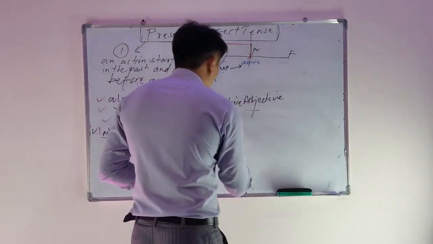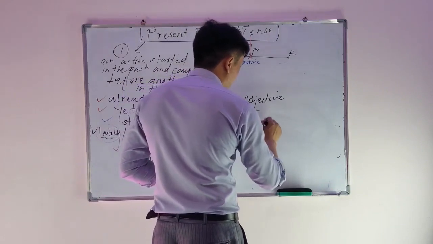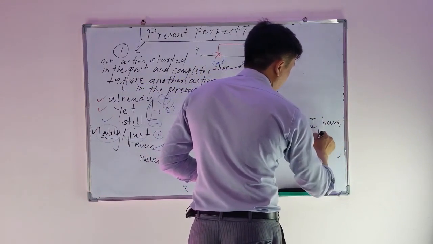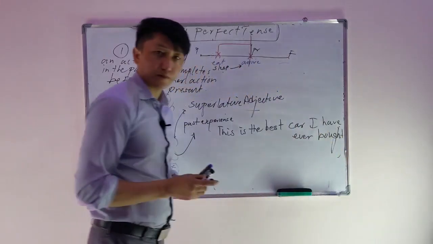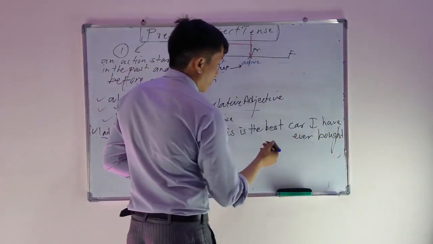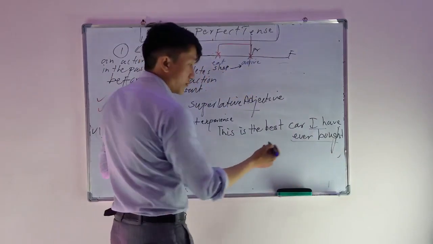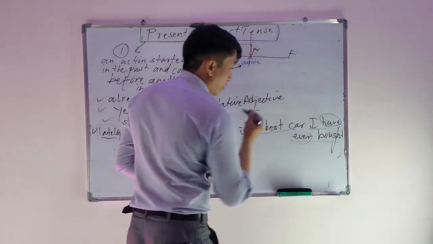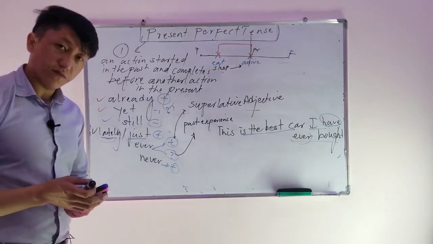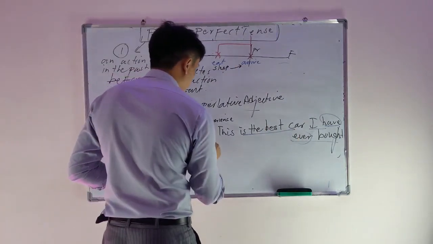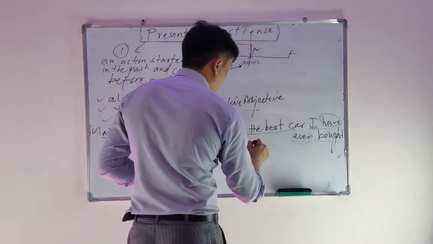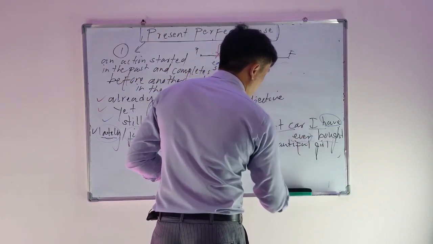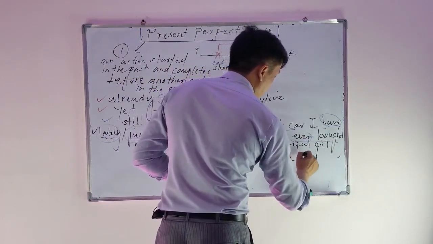For example, I can say, this is the best car I have ever bought. This is present perfect, and ever is used after the auxiliary verb, before the main verb. And here, the best car is the superlative form of the adjective. So we use it with the superlative form when we use it in a positive sentence. Or for example, she is the most beautiful girl we've ever seen.